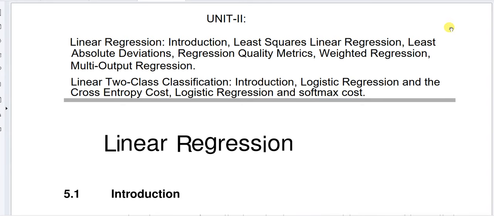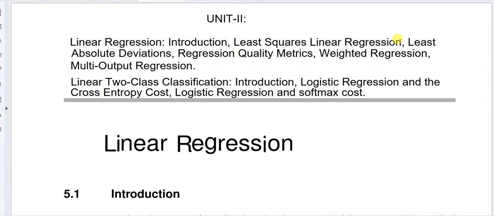Welcome to Unit 2. This is the syllabus. Linear regression is part 1. Linear to class classification is the second part of Unit 2. In part 1, we are going to discuss least square regression, and especially linear regression only.